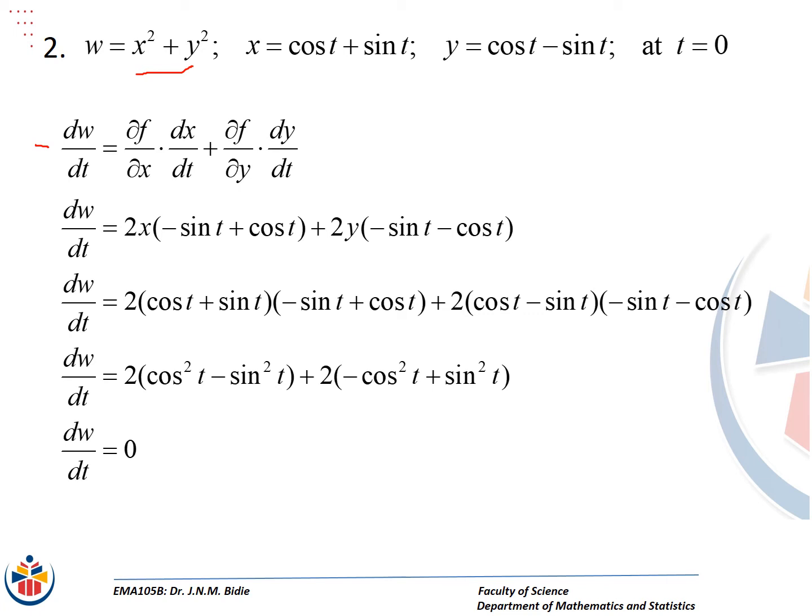Remember what we did for number 1? When we get to this step, we had to substitute the value for x. The expression for x has been given, and the expression for y also has to be substituted, and then simplification, multiplication of those brackets, and that's what we got. Please check if I've got everything right, because I got 0 for dw over dt without substituting t equal to 0. Please check if my simplifications are correct.